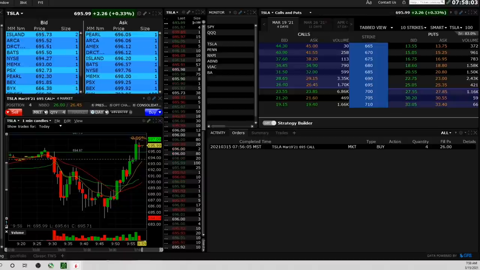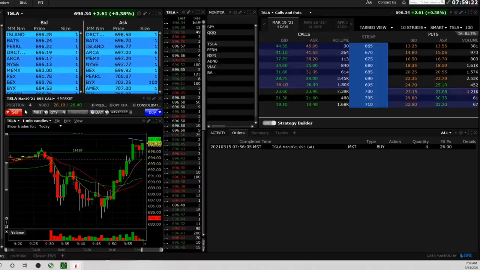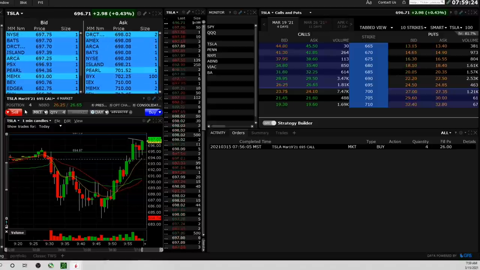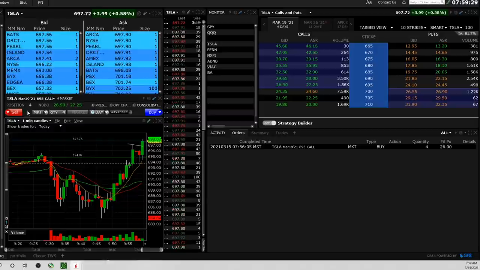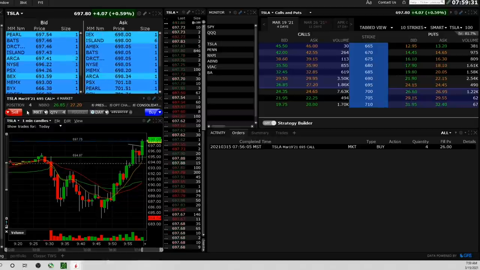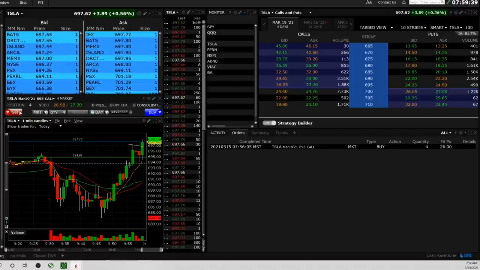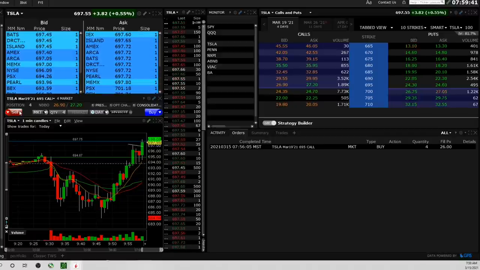Looking like a nice flag pattern. Takes out 697, looks pretty good. Love to see some buyers really step in. There we go. Nice move. All right, took a little bit for that to work out, but sometimes being patient can work. Pre-market highs. Right at it. Love to see this get to 698. Market's still holding up.